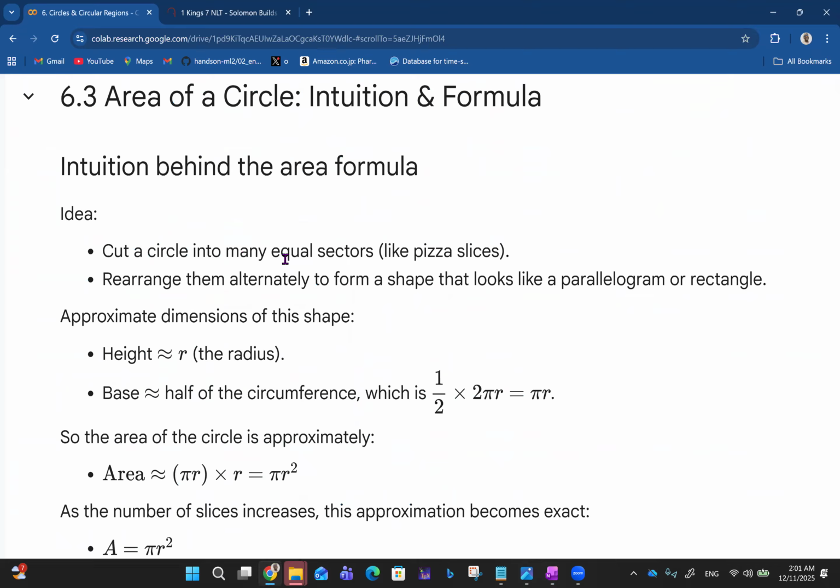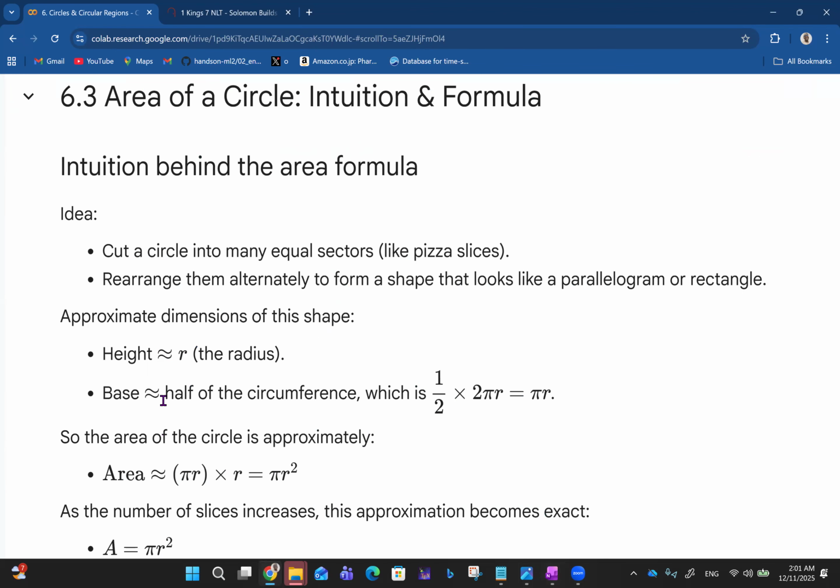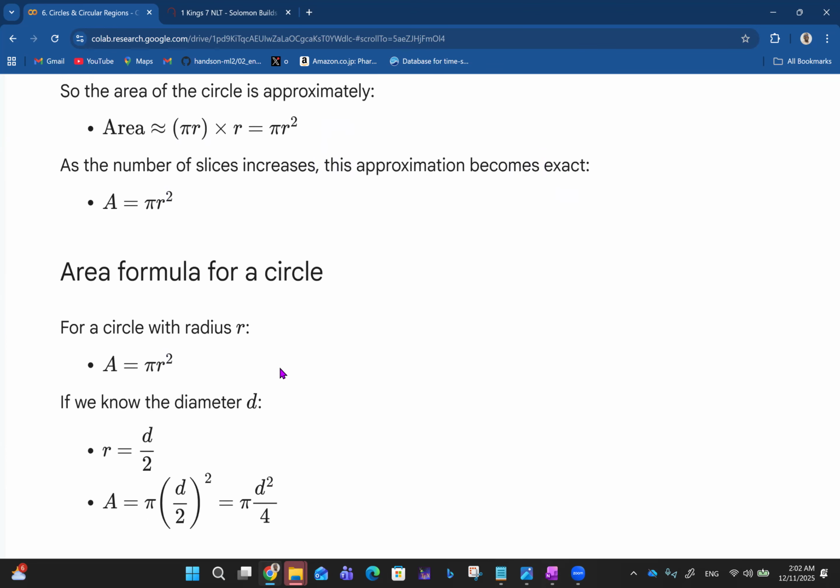Again, cut a circle into many equal sectors like pizza slices. Rearrange them alternately to form a shape that looks like a parallelogram or rectangle, just like you have right here. So you have arcs going like that, like semicircles, not the full thing. Ultimately, you have half of the circumference, which is 1 over 2 times 2 pi r, and the area of the circle is approximately pi r squared. As the number of slices increases, this approximation becomes exact. So A is equal to pi r squared ultimately. That's the area formula for a circle.